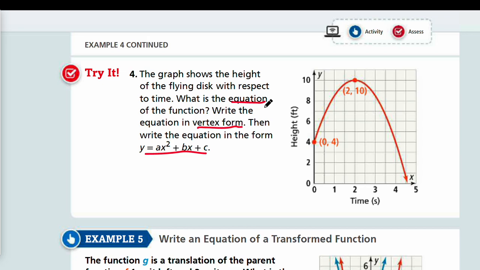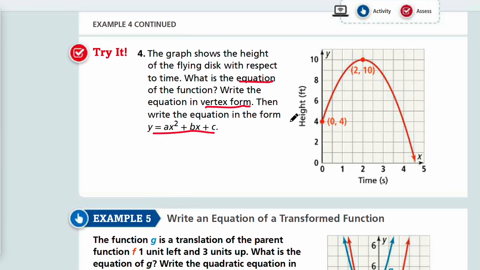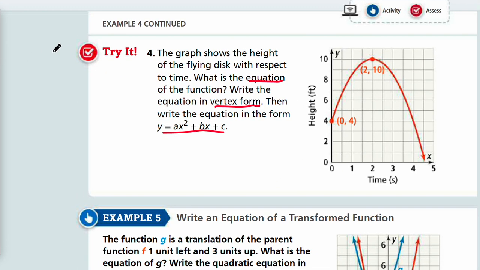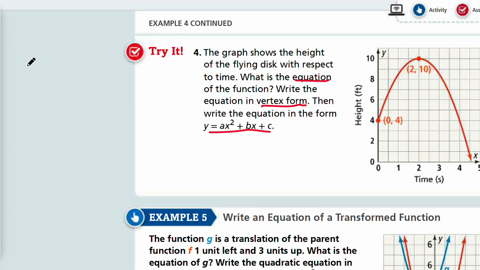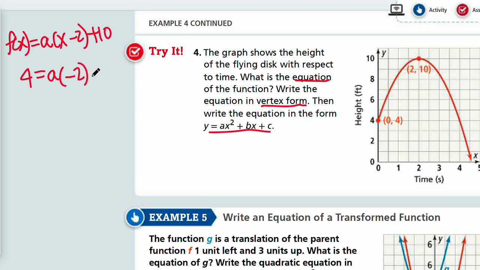Okay, are you ready? So you did the same thing. Step 1 is to put the vertex into your vertex form of the equation, right? So f of x is equal to a times (x minus 2) plus 10. This is where h and k go. And then you plug in another point. Any point is fine. Any point in your equation. So (0, 4). 4 is equal to a times (0 minus 2), which is just negative 2, plus 10, and then you solve for it.